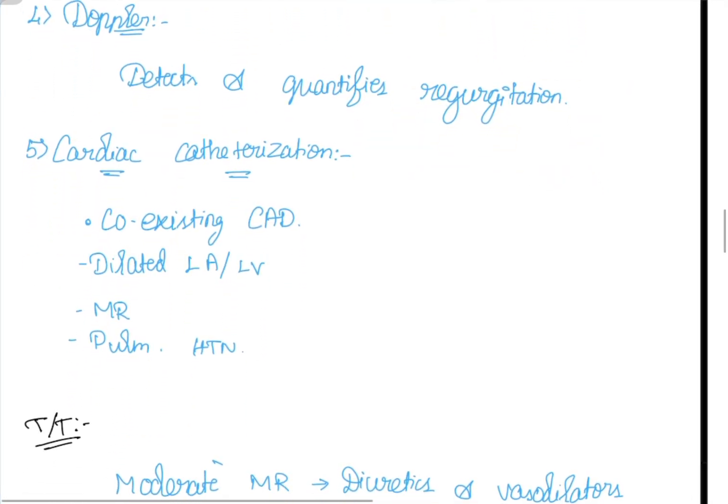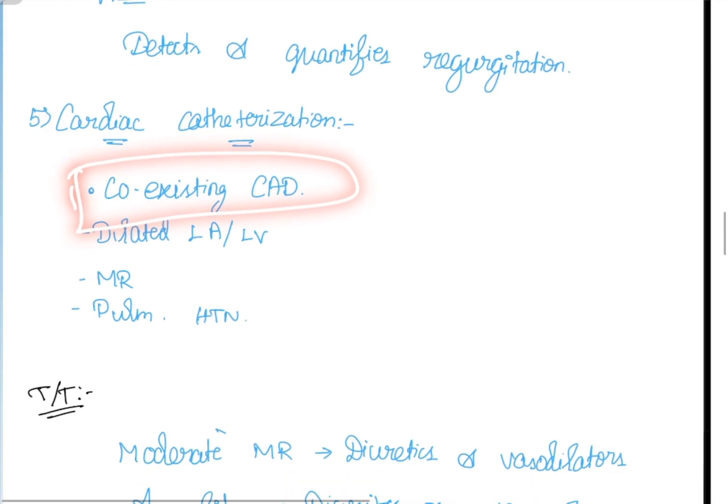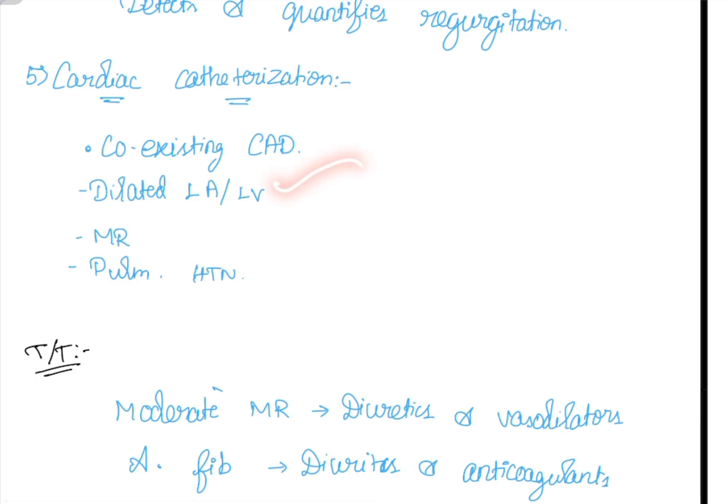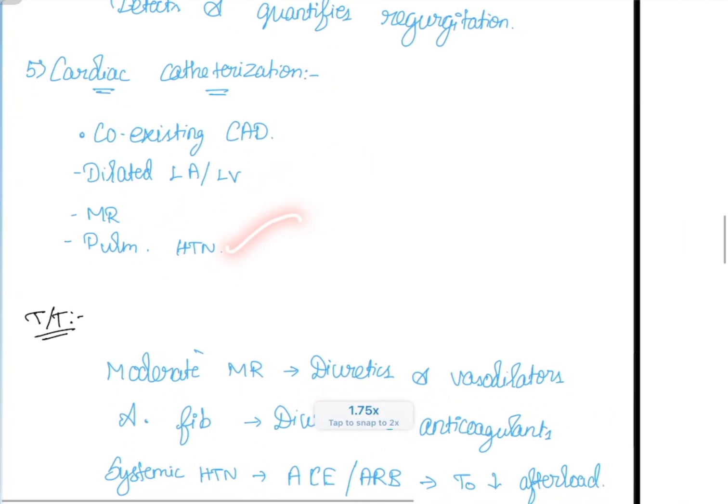In cardiac catheterization, we are able to detect mainly the coexistence of coronary artery diseases, and we can also detect the dilation of the left atrium and ventricle, mitral regurgitation, and pulmonary hypertension.